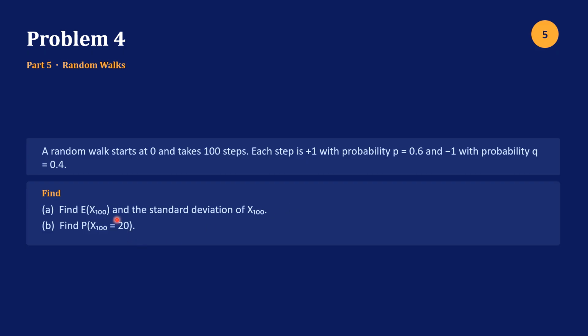So the bias is towards the right, so to speak, to the positive side. Find the expected value of X_100. In other words, where do you expect to be at step 100, and then find the standard deviation. Remember, that's the square root of the variance. And then find the probability that X_100 equals 20.